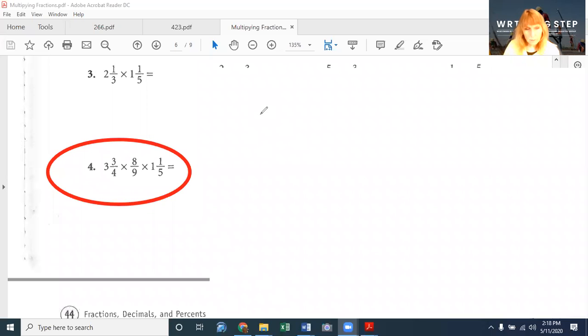We're going to take 3 3/4 and make it an improper fraction. So it's going to be the whole number, 3 times the bottom, 4, that's 12, plus 3 more. 15/4 is the first one that we're multiplying, times 8/9, that's going to stay 8/9, not a problem there. And then we have 1 1/5. We have to change that to an improper fraction. So whole number times the bottom. 1 times 5 is 5, plus the top is 1 more, 6. So 6/5.